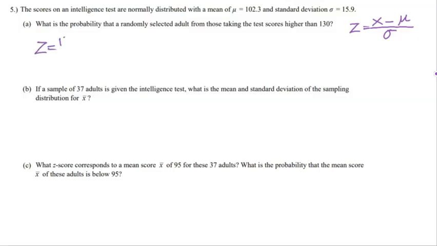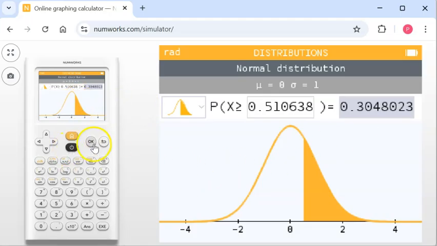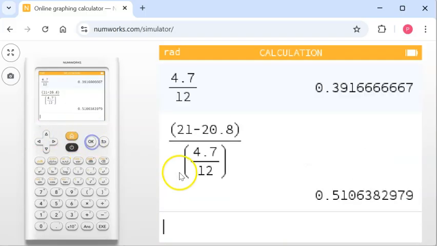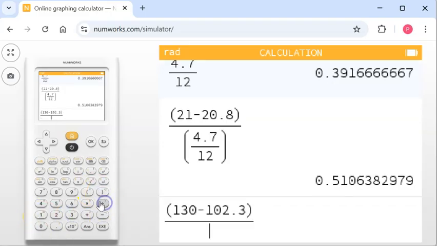So z is going to be equal to 130 minus the mean, which is 102.3, divided by the standard deviation, which is 15.9. So first we need a z-score, and then we need to put it into the normal distribution on the NumWorks calculator. So we're not going to use this yet. We're going to go home. We're going to go to the calculator, and we're going to calculate 130 minus 102.3. Then we're going to divide that by the standard deviation, which is 15.9.